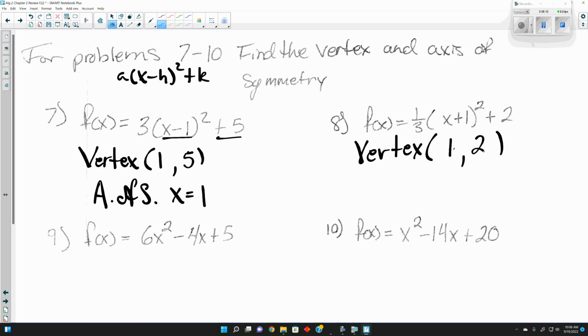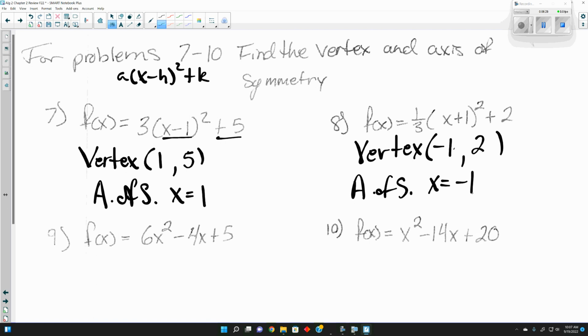Almost. Negative 1 and 2. Since we have plus 1 inside the parentheses, h is negative. Axis of symmetry: x is equal to negative 1.